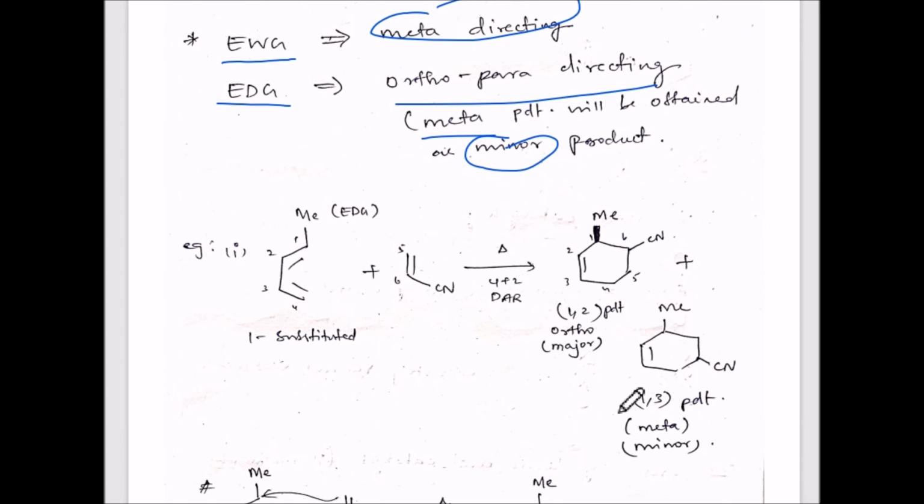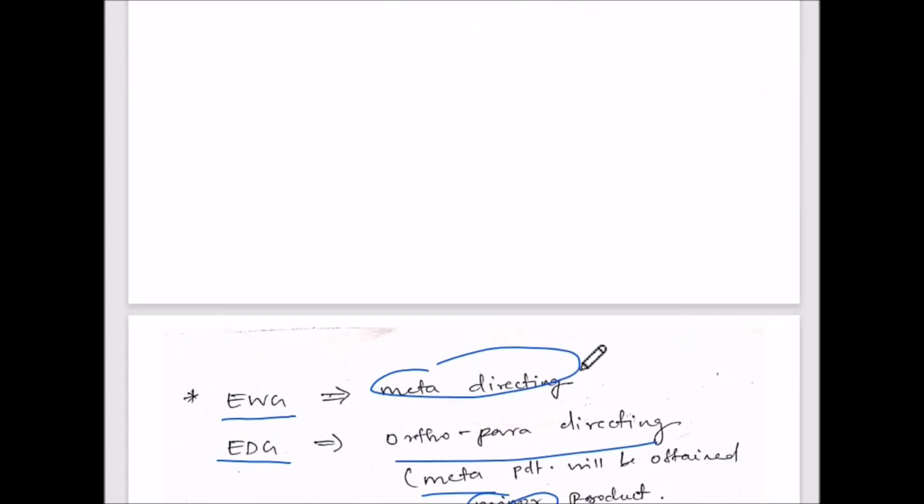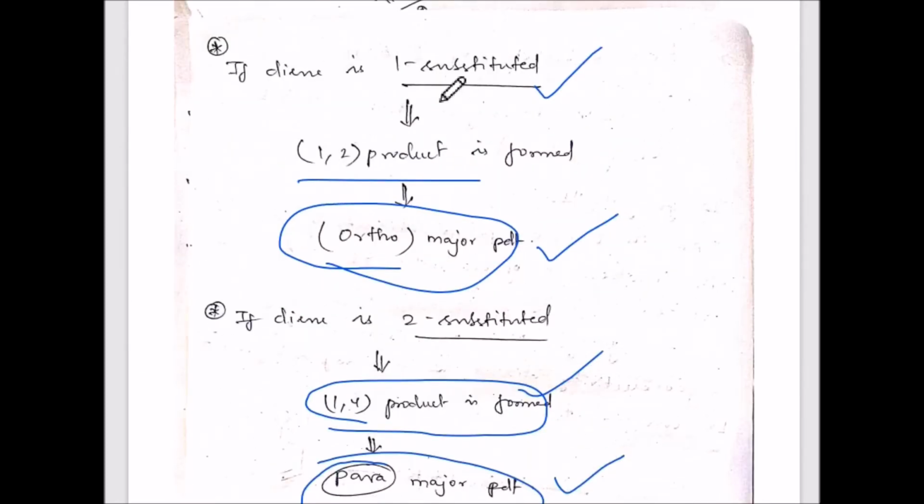Now let's go with some examples. You see here you have the diene and it is a one substituted diene, right? So you have the substituent in the one position, and you have the dienophile, an ethene with a cyanide group attached, and it's a Diels Alder reaction. See the products which are formed, ortho and meta products. You have an electron donating group, and electron donating groups are ortho para directing, where ortho is your major product. Why? Because it is 1,2, right? We discussed it earlier: if you have a one substituted diene, the 1,2 product will be formed, and ortho will be the major product.